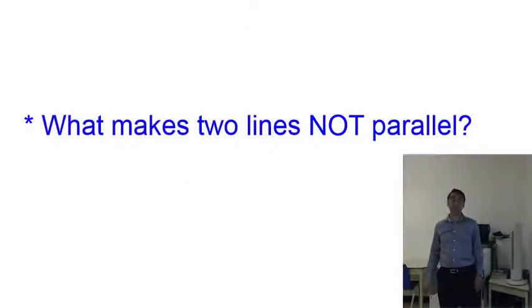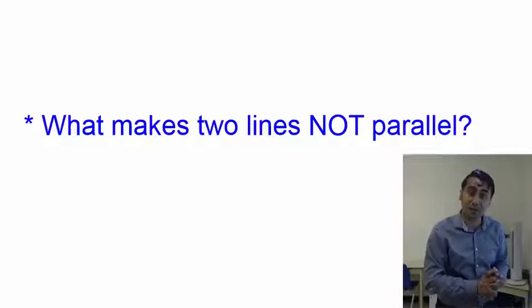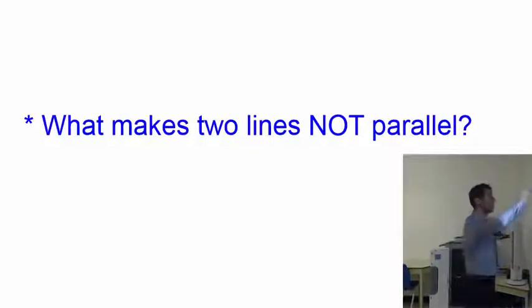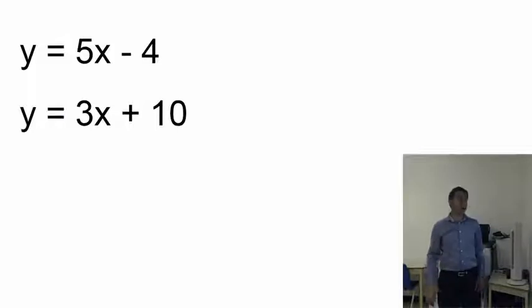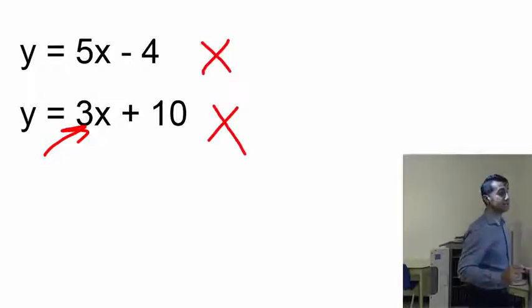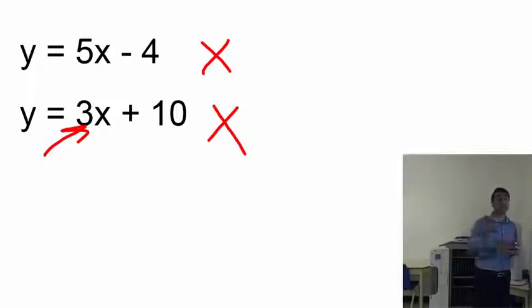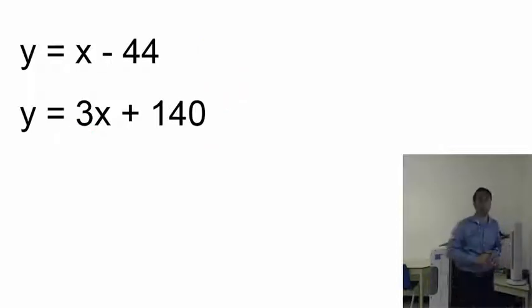So what makes two lines not parallel? Easy. As long as the slopes are different, negative or positive, doesn't matter. If the slopes are different, two lines are not parallel. Here is an example. In front of x, I have 5. In front of x, I have 3. They are different. They are not parallel. If they are not parallel, the lines might be perpendicular, but that's a different video. We are not talking about perpendicular lines in this video. That's for the next video.